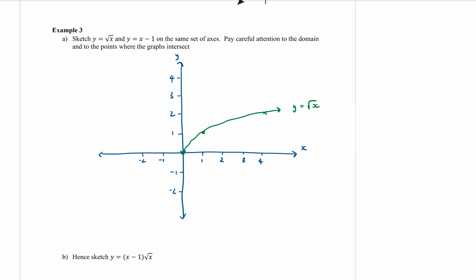Now on the same axis, I want to draw y equals x take away 1. That would be a straight line. The y-intercept is -1. And the gradient would be a +1, which means rise 1, run 1. And I could rise 1 and run 1 again. I could do a few of these, but you really only need 2 points on a line, and then you can just connect them up. Oh, that's a little bit wobbly there. And there is my straight line for y equals x take away 1.